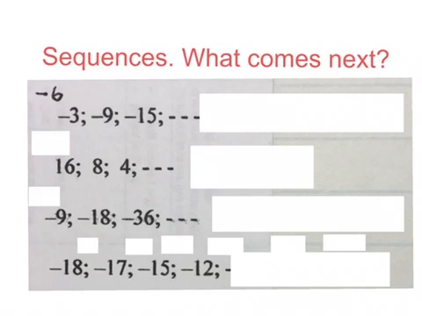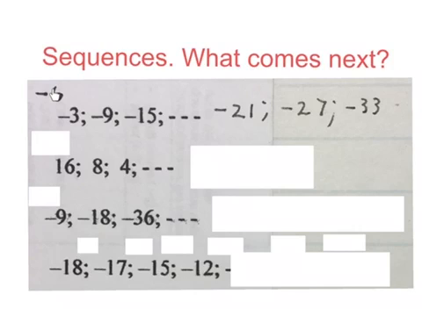In the first case, we're going to go minus 6 every time. Minus 3, minus 6 is minus 9, minus 6 is minus 15, minus 6 gives me minus 21, and then minus 6 gives me minus 27, and so on.